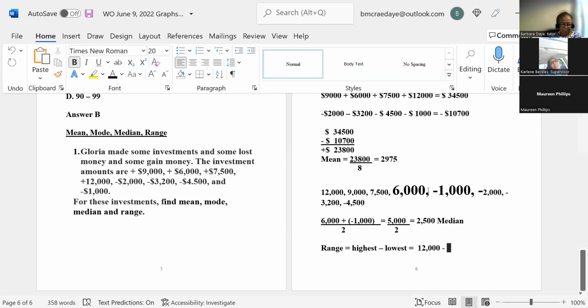Maureen, what is it? What's the lowest? No, Maureen, they're in order here, high to low. There's the highest, and they're in decreasing order. There's the lowest. So what's the lowest? Minus 4,500. So this would be a minus 4,500, right? 4,500.